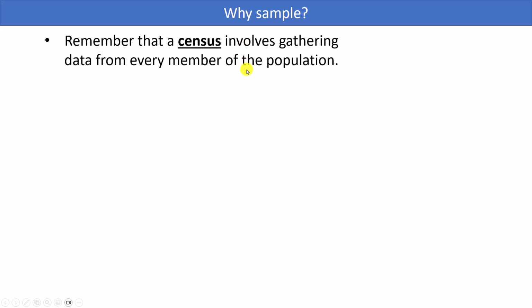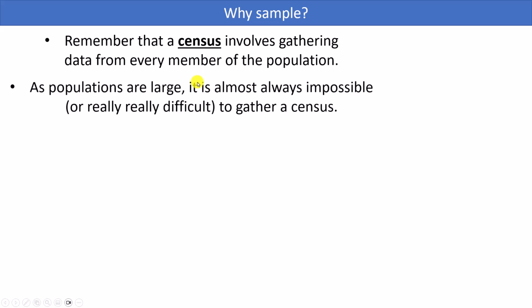So your population might be all adults of a certain age, or a certain type of animal, or students in a school, or something like that, right? So whatever you're trying to study, that's going to be your population. And a census would be gathering data from every single member of that population.